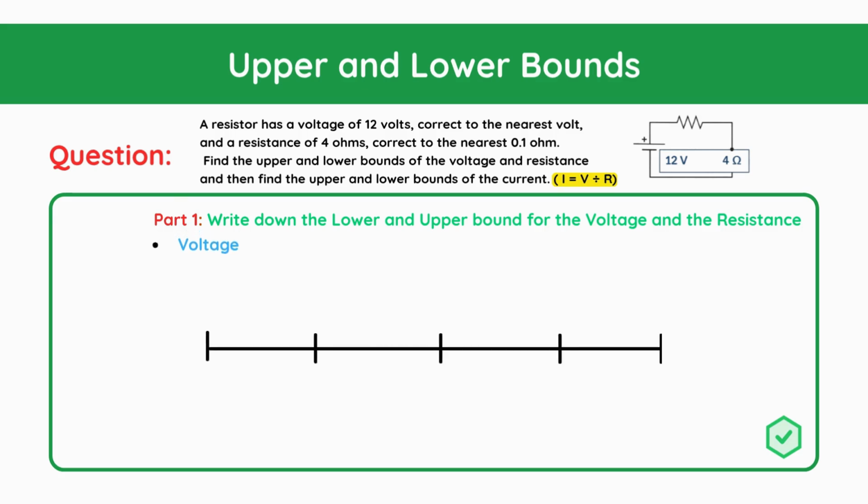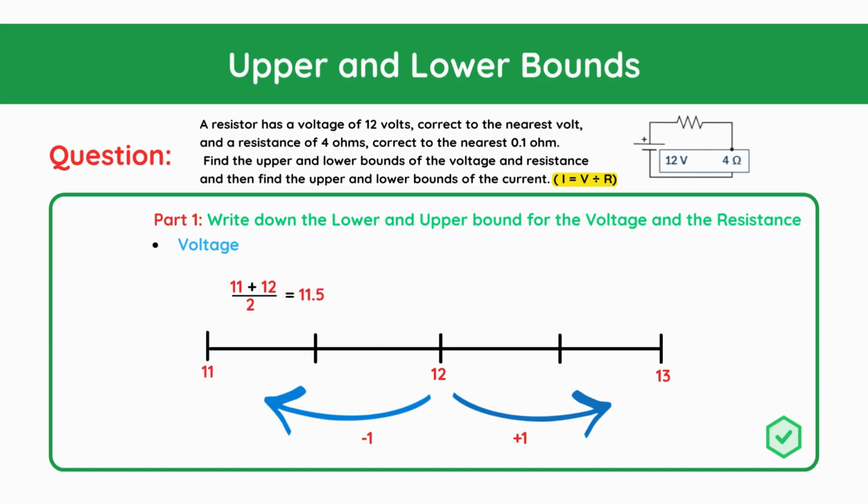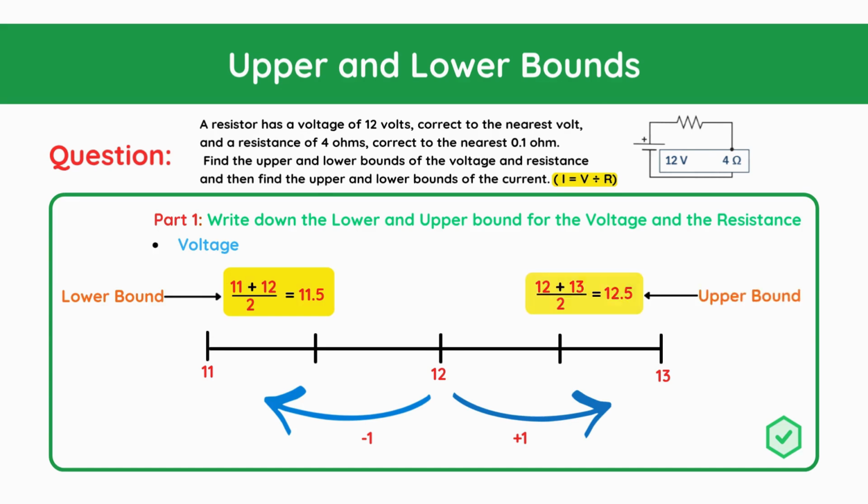For voltage, we will do 12 plus 1 is 13 and 12 minus 1 is 11. The midpoint between 11 and 12 is 11.5 and the midpoint between 12 and 13 is 12.5. So the lower bound of voltage is 11.5 and the upper bound is 12.5.